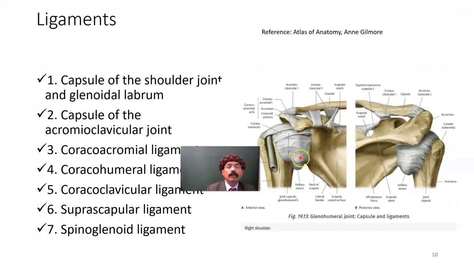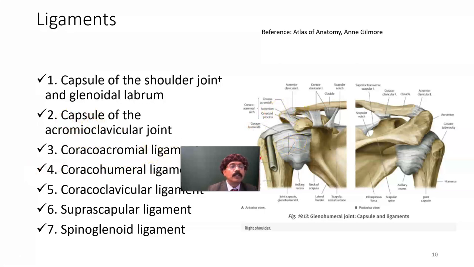Okay, here is the ligament. We have to find out the capsule of the shoulder joint and the glenoidal labrum we just discussed. Here we get the capsule of the shoulder joint and the glenoidal labrum at the glenoid cavity area. Here they have shown the joint capsule, and the capsule of the acromioclavicular joint is here.